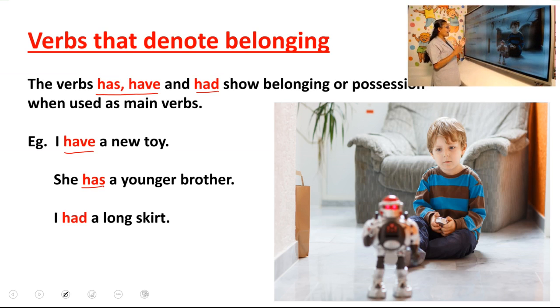Understand? So all the have, has, had, all these verbs show what? Belonging or possession. I had a long skirt. There also the verb is had, it acts as a main verb and it also expresses what? Possession or belonging. See children, these word forms, have, has, had, we can use as the main verb and also as helping verbs.